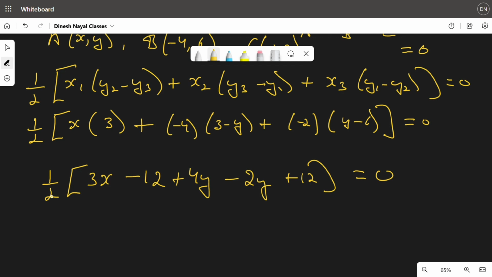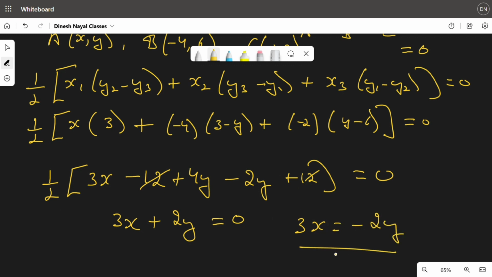You can take 2 to that side, that will be 0. Solving this, 3x. Okay, just 3x. Solving y, 4y minus 2y is plus 2y. And plus 12 minus 12 cancel out. 2 goes over here, this equals 0. So take 2y to that side, that will be negative. So 3x equals minus 2y. Okay, so that's the relation. That's 3x plus 2y equals 0, the relation of this thing.